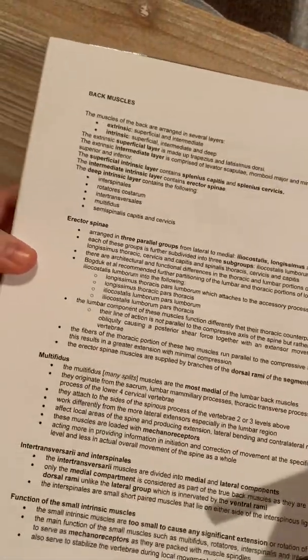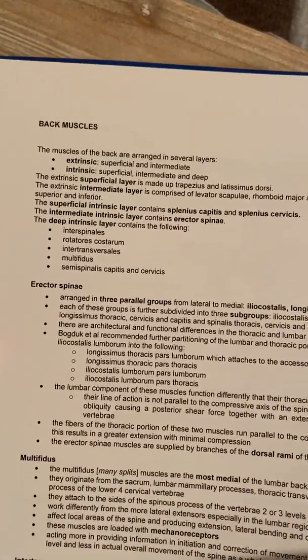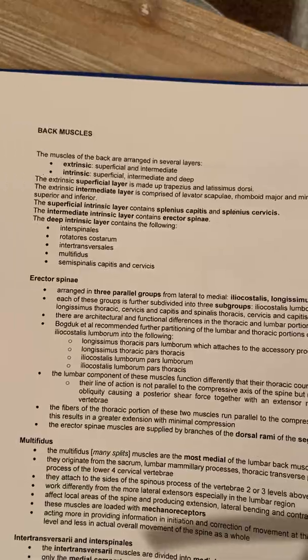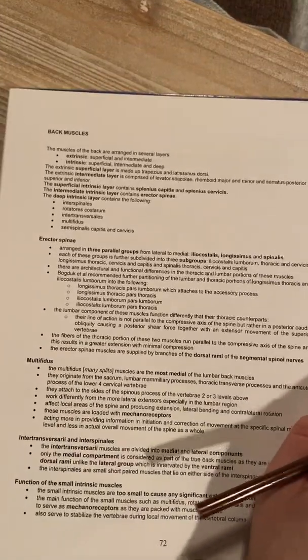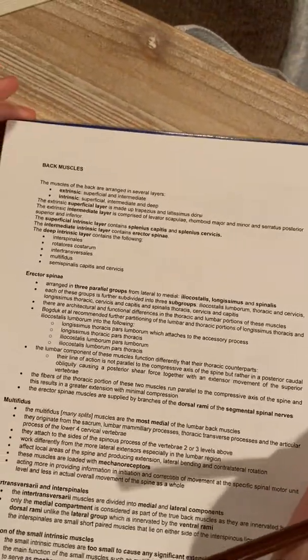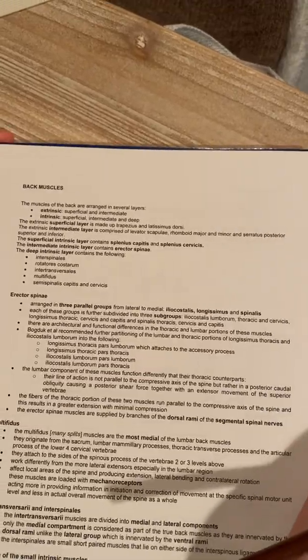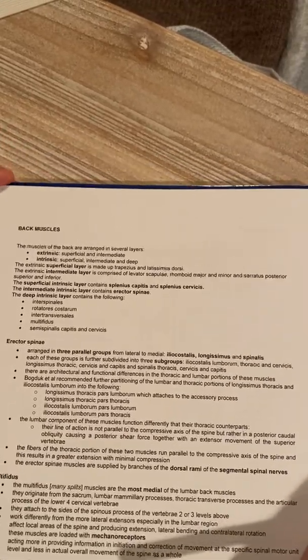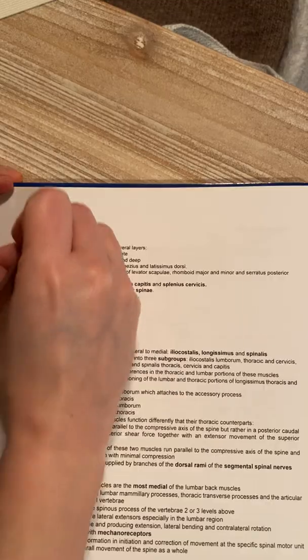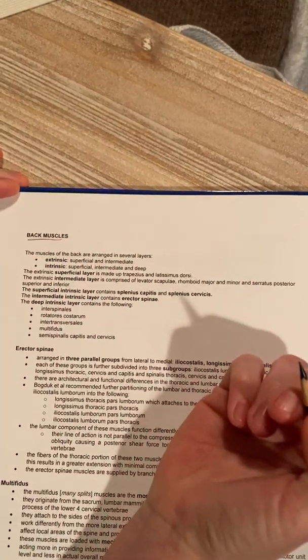All right, so we're still in spinal anatomy. These are the beginnings of the back muscles on page 72 of Chiro Essentials Boards Part 1. All right, let's go through it. First run through. Back muscles.